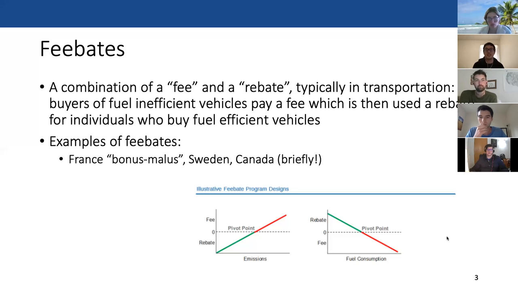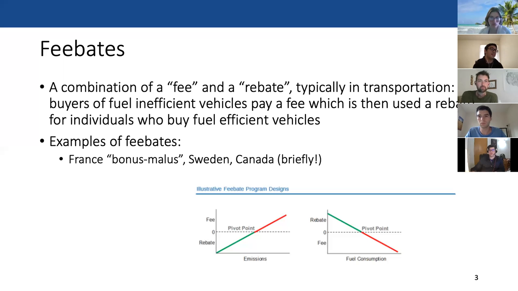So how might we think about the design of this program? We're getting more into the details here. I mean, wouldn't this require that the fees would have to equal the rebate? So you'd have to keep changing maybe the pivot point or keep changing the fees so that there's enough people buying quote unquote inefficient vehicles to fund the rebate. Yeah, exactly.